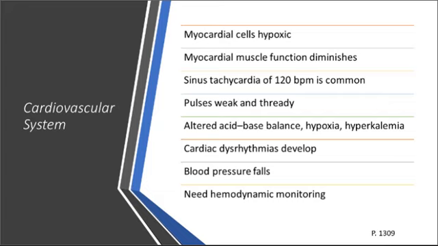Altered acid-base balance: hypoxia, lack of oxygen, elevated potassium, because the body is functioning in a hypoxic state, it's anaerobic metabolism. Of course, with all this hyperkalemic acidosis and hypoxia, you're going to have different kinds of dysrhythmias. Blood pressure keeps falling. You have to monitor the hemodynamic state: blood pressure, pulse strength, CVP.